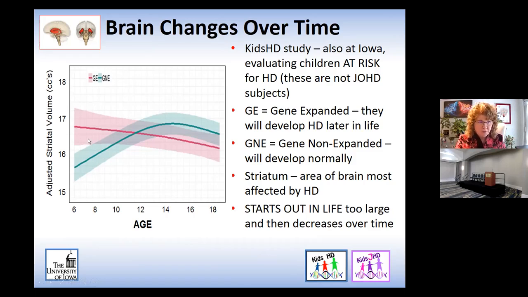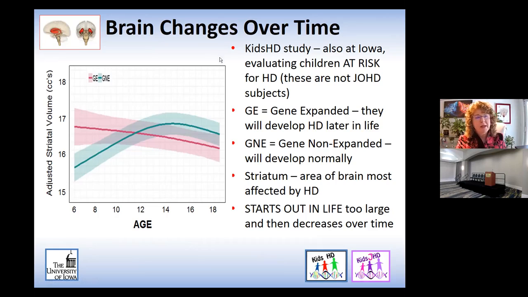And I just want you to focus here on the age 6. So remember, these are kids who have the gene. They don't have JoHD. They're going to get Huntington's when they're 40, but their striatum is too big early on. When they're 6, their striatum is too big. So it grew too big. But once it grows too big, it changes. So you can see here, and it's normal to change over time.